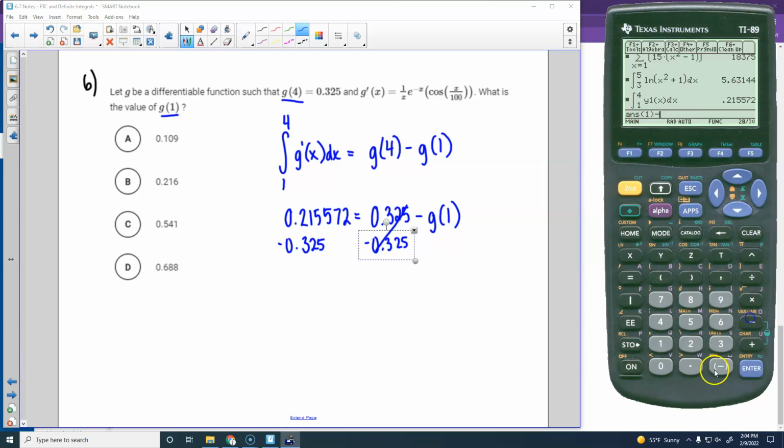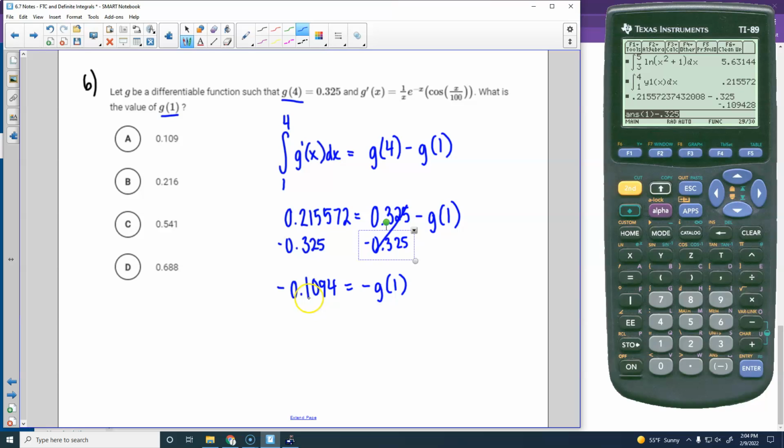All right, so we take that number, subtract our 0.325, and we'll get negative 0.1094 equals negative g of 1, and divide off our negatives, so you'll get A as your answer there.